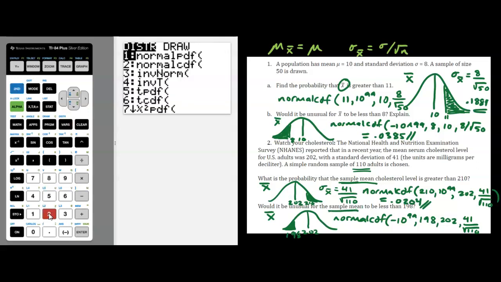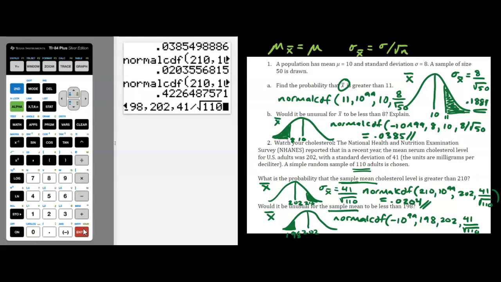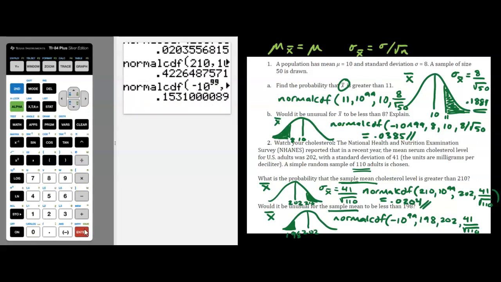So plugging this into the calculator, we're going negative 10 raised to the 99th up to 198. And I just have to change that standard deviation back to the standard deviation for the distribution of sample means, 41 divided by the root of 110 in this example. Paste this in, and we end up with a probability of 0.1531. So that's how you're going to approach a lot of these examples involving the distributions of sample means.